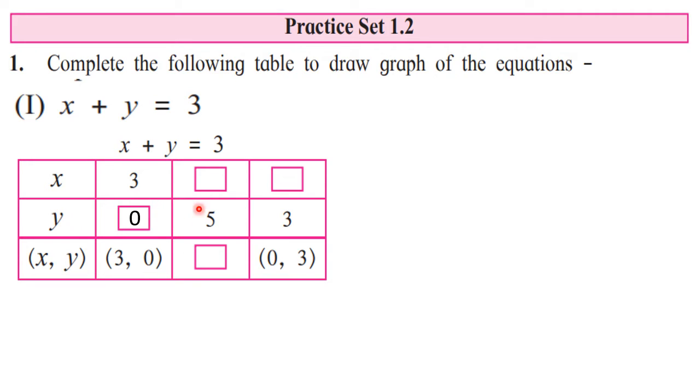But here they have not given the ordered pair, which means we have to find it. So you have to put y is equal to 5 here. When you put y is equal to 5, you get x plus 5 is equal to 3, and when you shift 5 this side, 3 minus 5, we get minus 2 as the answer for x. From this we can write the ordered pair as, in round brackets, minus 2 comma 5.